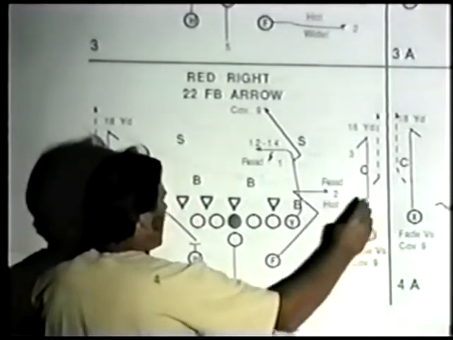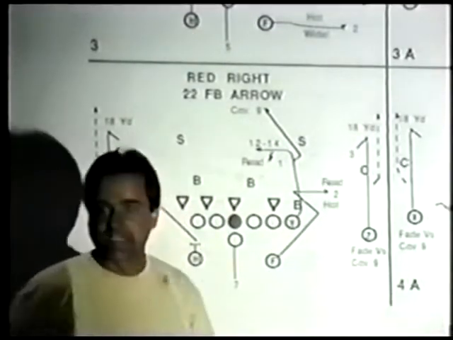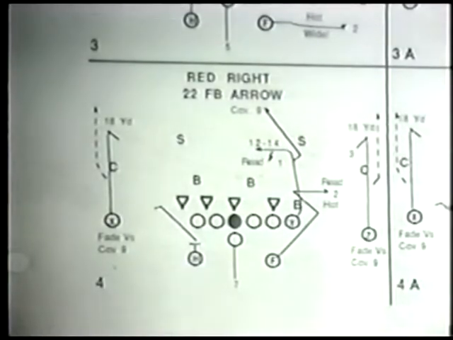Because if it's cover 9, what do we want to have? We want to have 3 verticals. We are going to gash them up the field against cover 9. That's what we want. And you go back, and if you just don't like it, fullback arrow.